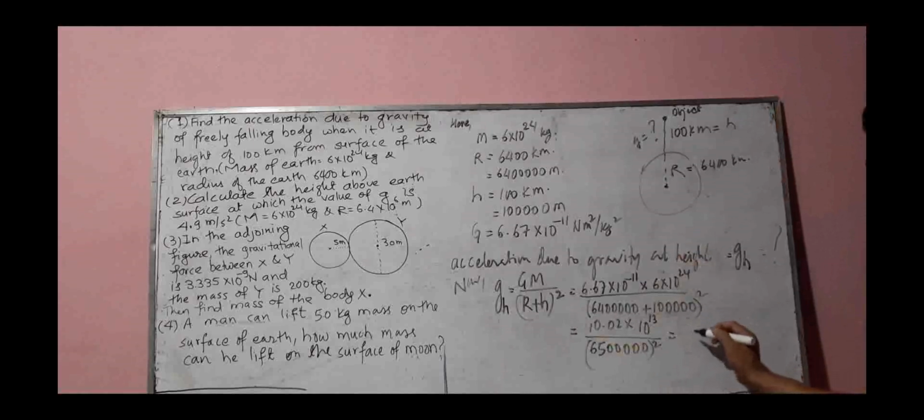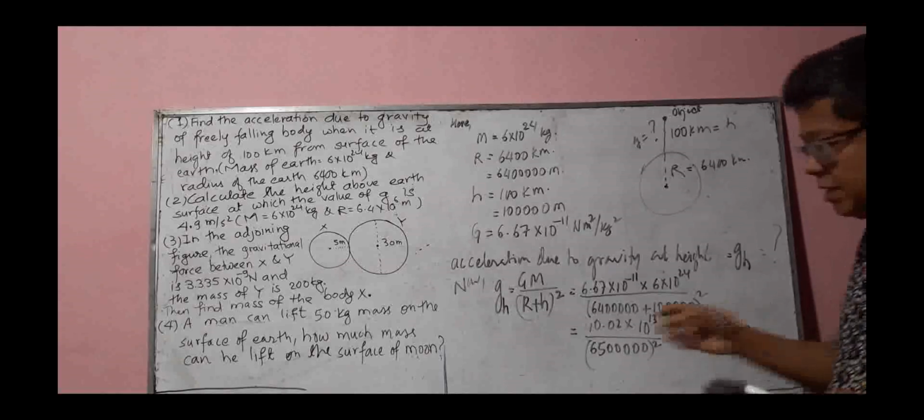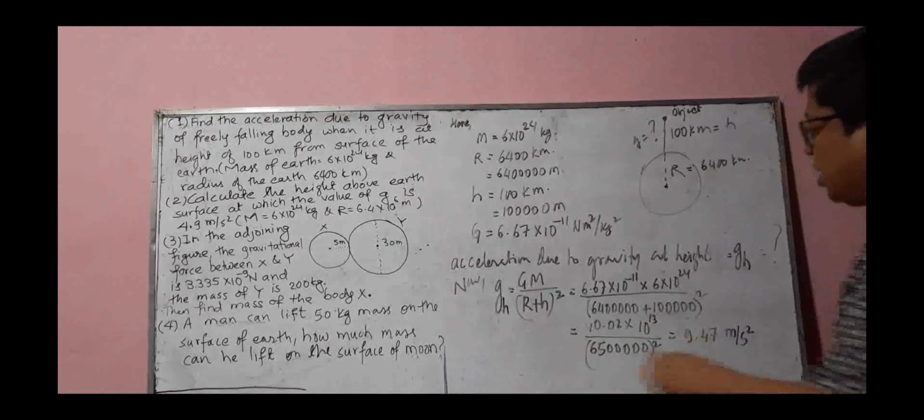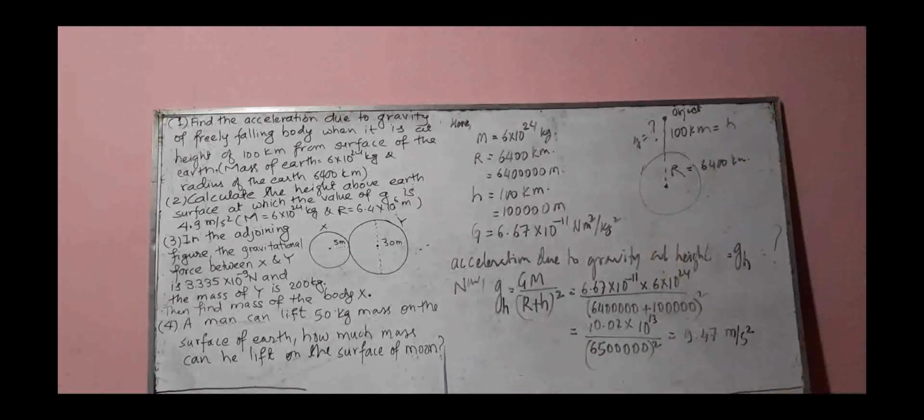Now it is easy to calculate this quantity by using a calculator. Using the calculator you will get the value 9.47, and this is the final value, and the unit of acceleration due to gravity is 9.47 meter per second square. This completes the first solution. Now we solve another problem.